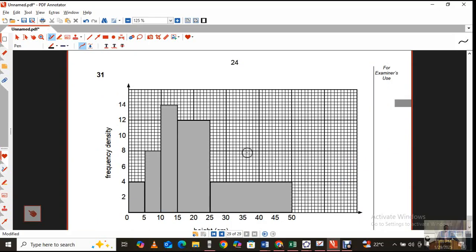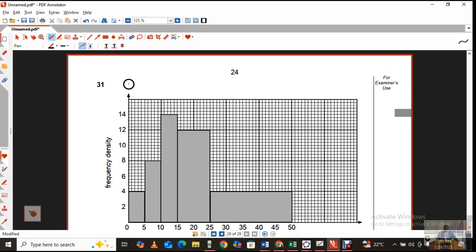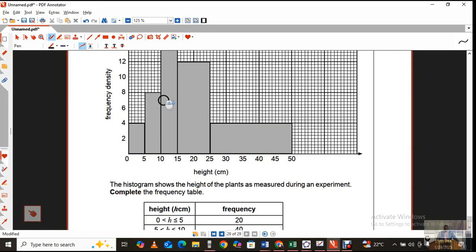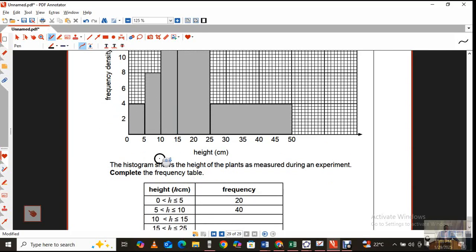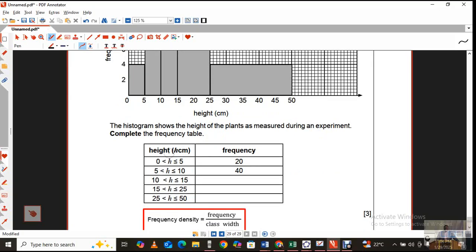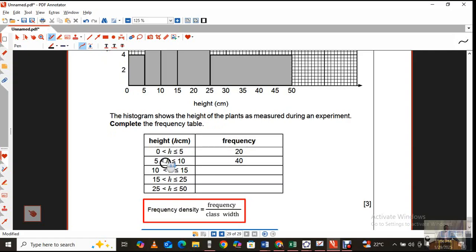You have a histogram, and please always take note that you're going to get histograms, and statistics is quite important. You always get it. Now, if you look at that, you have all the frequency density over there, and we have got a table. And the histogram shows the height of the plants as measured during an experiment. You are supposed to complete the frequency table. Now, in order for you to do that, you need to know how to find the frequency density. But if you don't know how to find it, you can ask yourself a bunch of questions. How did they get the 20 over here? They got this 20 and the 40.